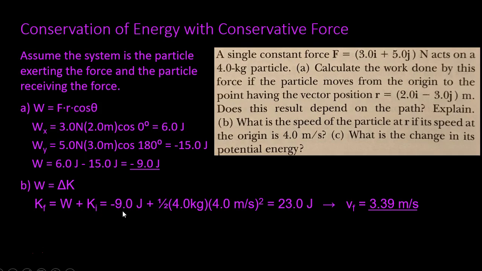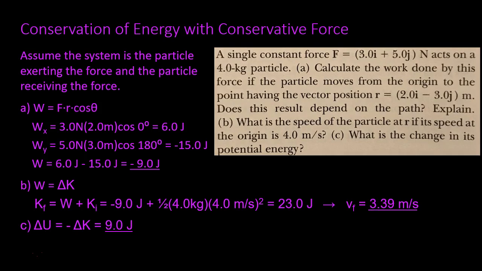We found the work done in part A. We know from the problem definition that the initial velocity was 4 meters per second, so we can use this equation to find the initial kinetic energy. We find out that the final kinetic energy is 23.0 joules. We can put that into our kinetic energy equation and we come up with a final velocity at position R of 3.39 meters per second.